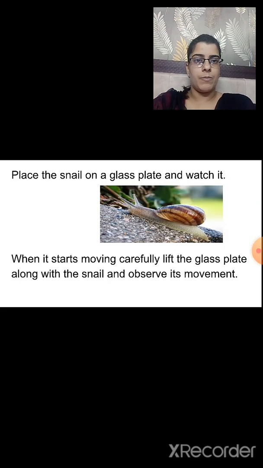Now to study the movement of the snail, we will see the activity. Place the snail on a glass plate and watch it. We have to see the movement of a snail by placing it on a glass plate. When it starts moving, carefully lift the glass plate along with the snail and observe its movement.